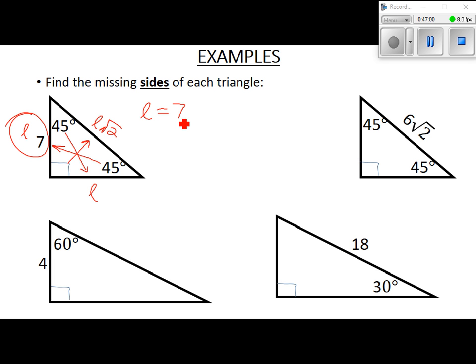This time it's nice. What do you have to do to solve for L there? Nothing. So we know L equals 7. So everywhere we see L, what are we going to stick in there? So how long is this side? How long is this side? 7 times the square root of 2. Those are our two answers. So write those in. And you just leave it that way. That's your answer.